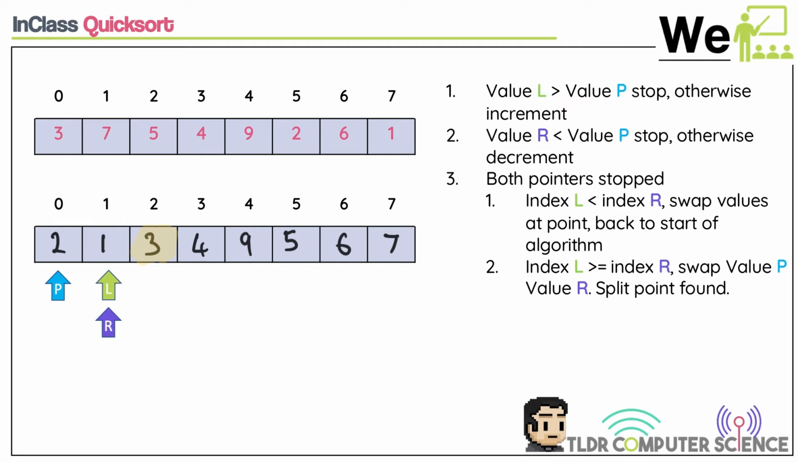And because we've stopped, then we need to go and run through our checks. Is index L, so is 1 less than index R? Is 1 less than 1? Nope. Is 1 greater than or equal to 1? It is. So swap the value held at R with the pivot point. So swap 1 with 2.